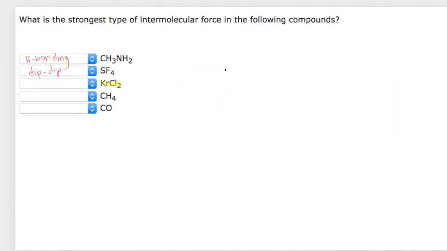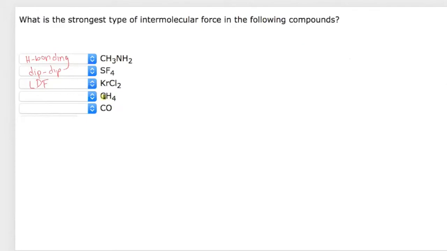We're looking at KrCl2 next. To draw this out with its geometry in mind, it has an overall linear shape. We see electron density being pulled away from the krypton in two equal but opposite directions, meaning that they cancel out and there's no overall net dipole moment. So that makes this a nonpolar molecule. And the only intermolecular force that acts upon nonpolar molecules is London dispersion forces.